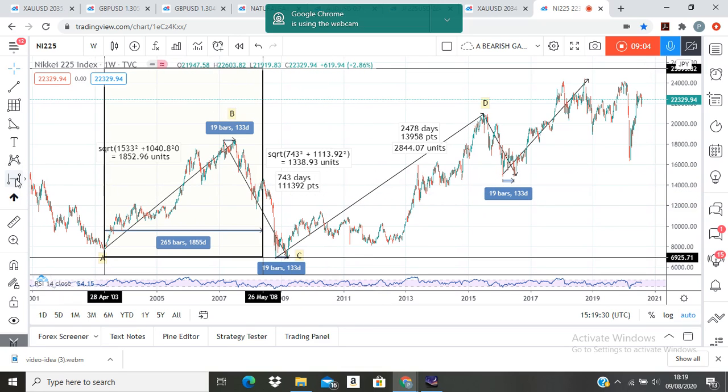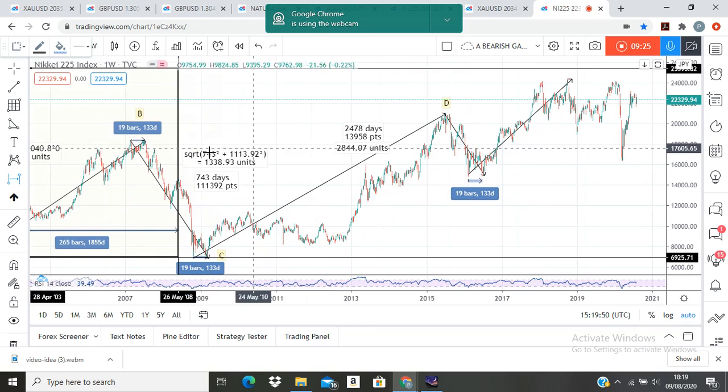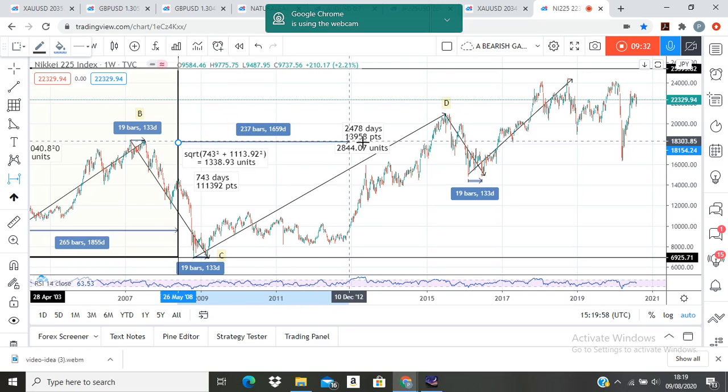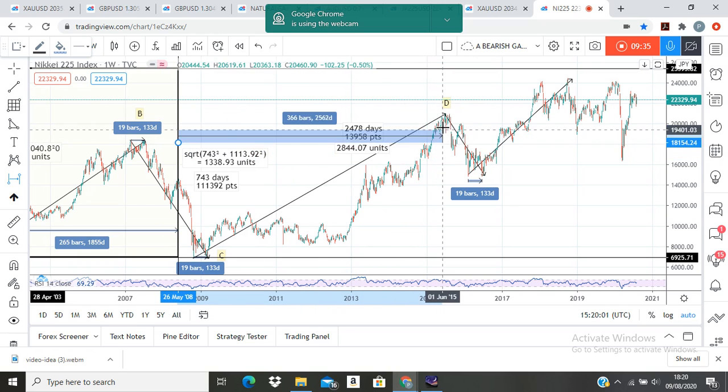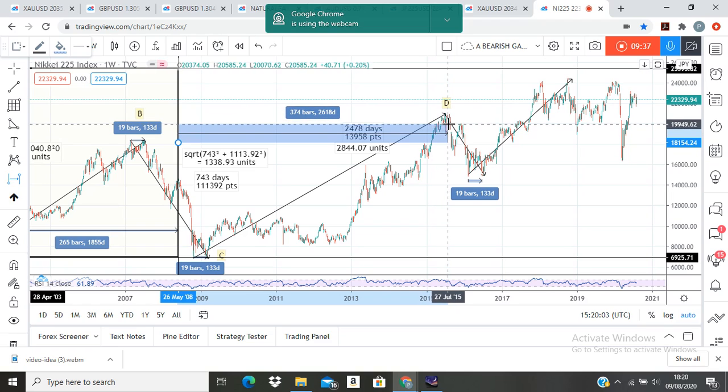So what we do, from the end of our first square, again we measure the range of the next expansion, which is 2620. So we measure here exactly, this is on 26th of May. Let's take exactly 26th of May. Then we are measuring 2620.